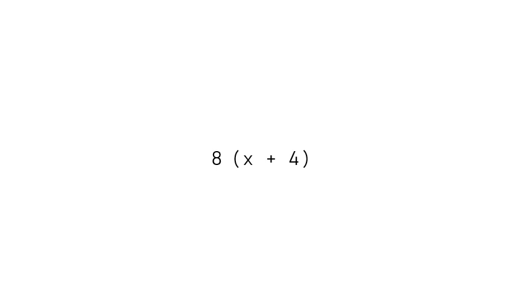But how we multiply this is we begin by multiplying the 8 times the x, and that is 8x. Next, we multiply the 8 times the 4, and that gives us 32. So if we use the distributive property to multiply this, we get 8x plus 32. Try this next one on your own.